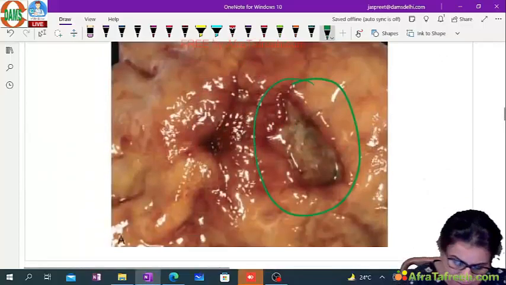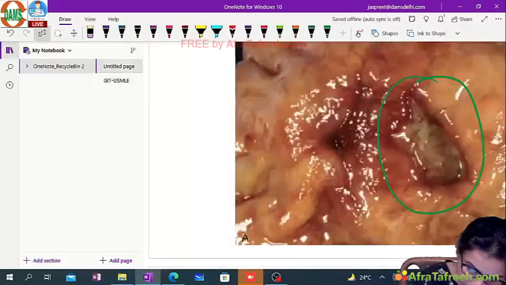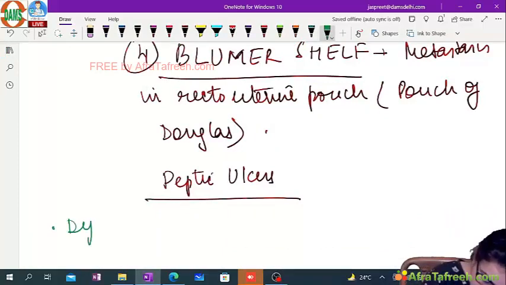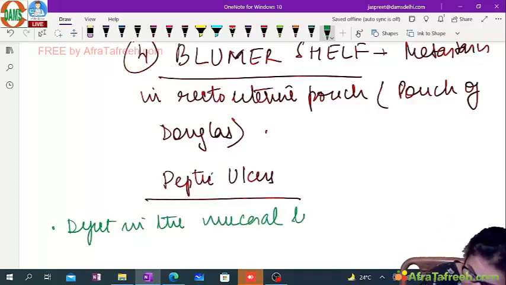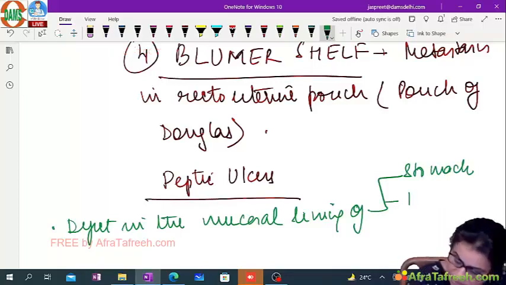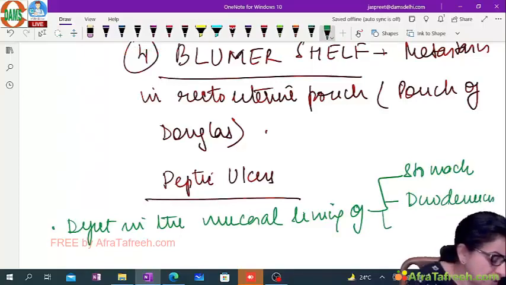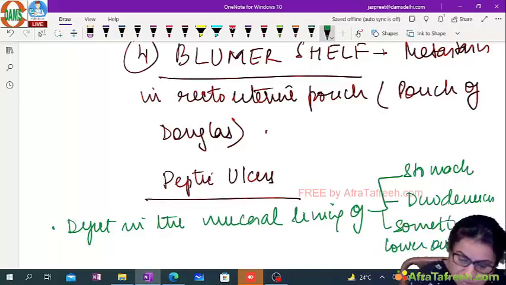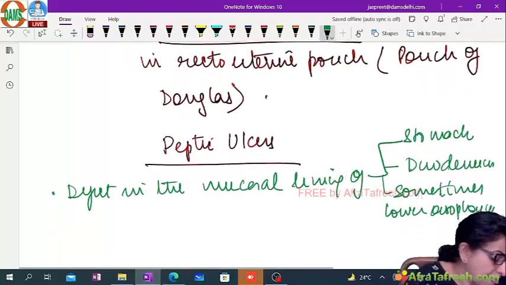Okay. Now let's come to peptic ulcers. So what is a peptic ulcer? It is a defect in the mucosal lining of the stomach. So where does a peptic ulcer occur? They can occur in the stomach, and when they occur in the stomach you call them gastric ulcers. They also occur in the duodenum, or, even though less common, sometimes in the lower esophagus.